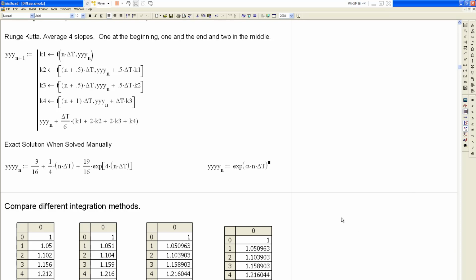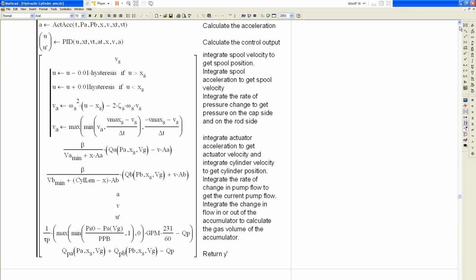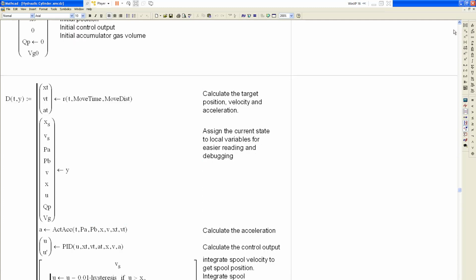So now, how does this get used? Because this is a very, very simple application. We're only integrating just one function. And whether you're using Euler's method, improved Euler's method, or Runge-Kutta, you can always apply it to many different equations at the same time, which is what I'm going to show you now. This is a simulation for a hydraulic cylinder. And basically, instead of just having an X and a Y, I've got many, many states here.